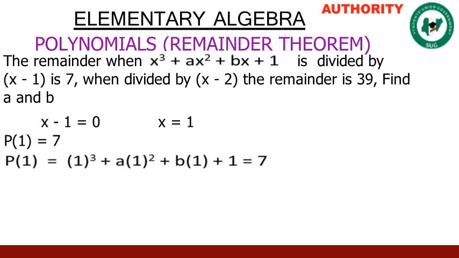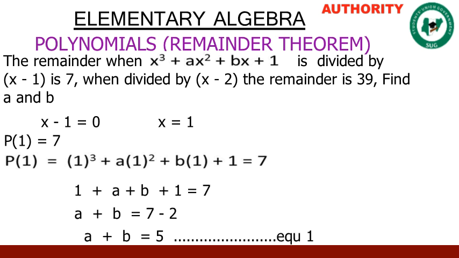So we're going to have 1 raised to power 3 is equal to 1, plus a times 1 raised to power 2, which is 1 times a is a, plus b times 1, b, plus 1 is equal to 7. So we have 1 plus 1, it will give us 2. So we have a plus b plus 2 is equal to 7. Let's take the 2 to the other side to be minus 2. So we have a plus b is equal to 7 minus 2 is 5. So we have a plus b is equal to 5. Let's call this equation 1.